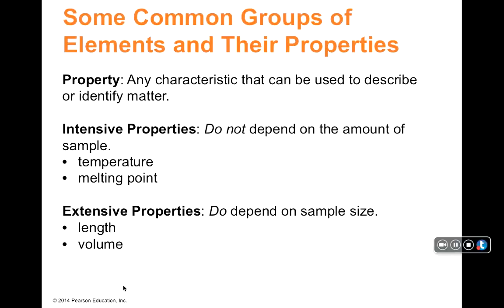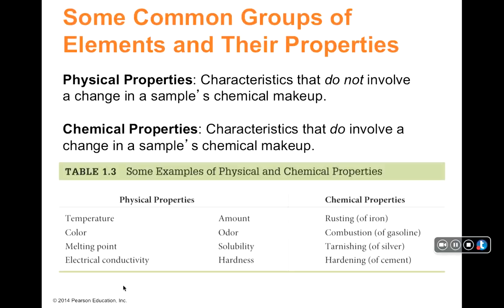Intensive properties do not depend on the amount of the sample that you have, so temperature and melting point are good examples here. So it doesn't matter if I have a cup of water or a gallon of water. If they're both sitting on my table, their temperature would be identical because they're in the same environment. Likewise, the melting point of water does not change regardless of how much water you have. Extensive properties do depend on size, so things like length, volume, obviously mass would be examples of extensive properties.